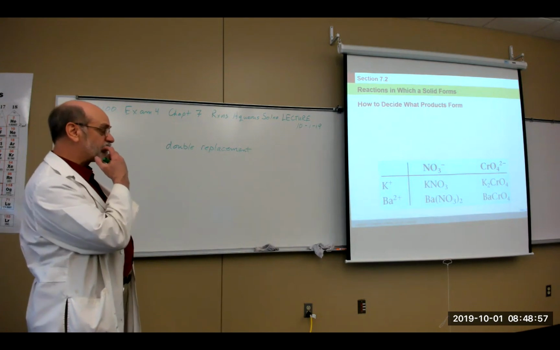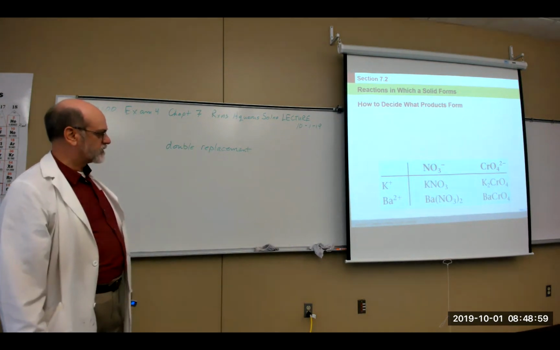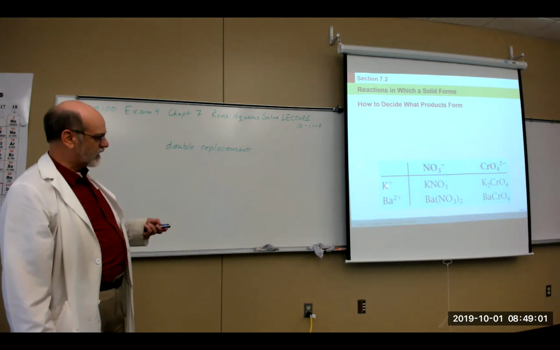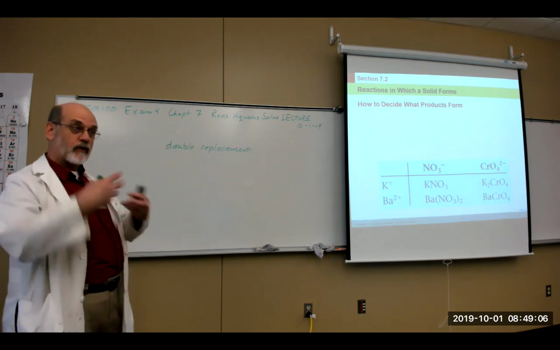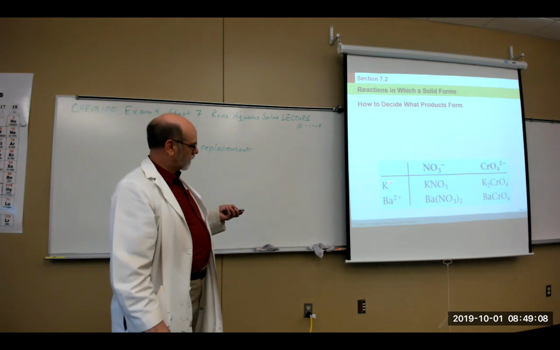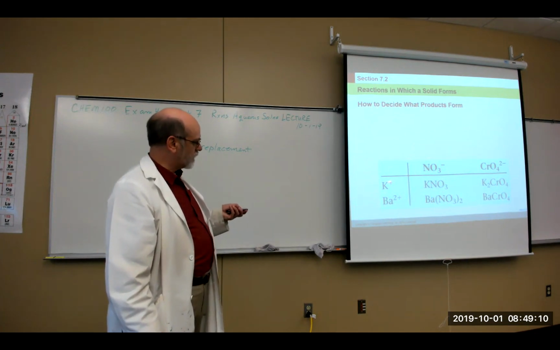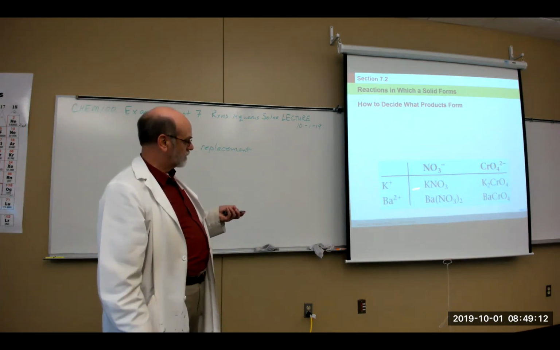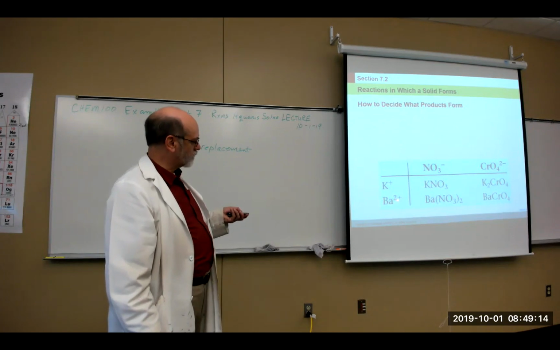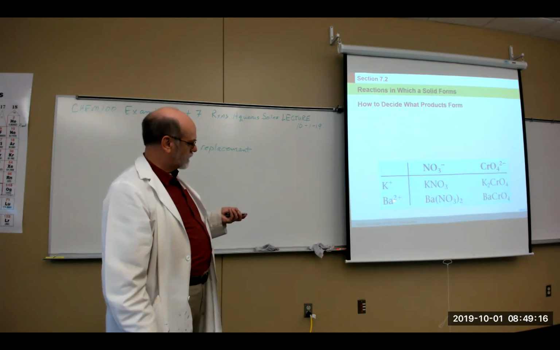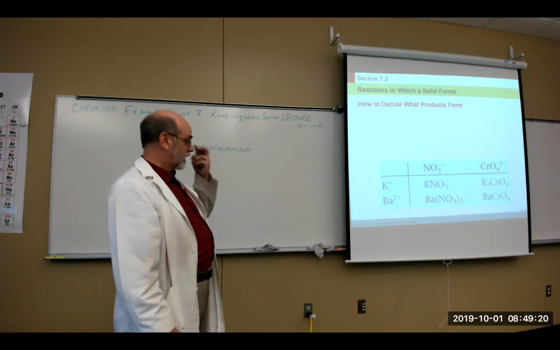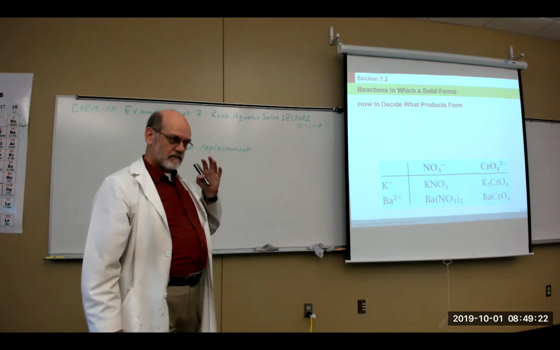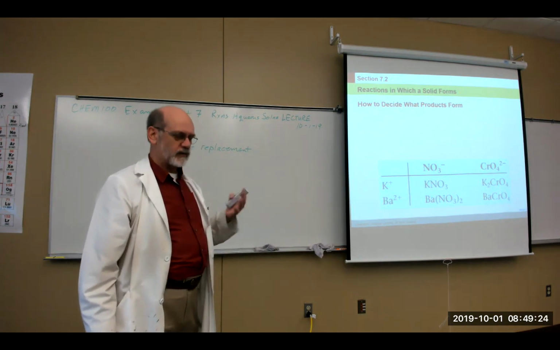This is another way to do interactions. If you have these individual ions here and here, what are the possible interactions? Once you put them all together, well, the potassium can interact with nitrate, or it can interact with chromate. Barium can interact with nitrate, and it can interact with chromate. And then you look at each one of them, and you see whether they're soluble or not.